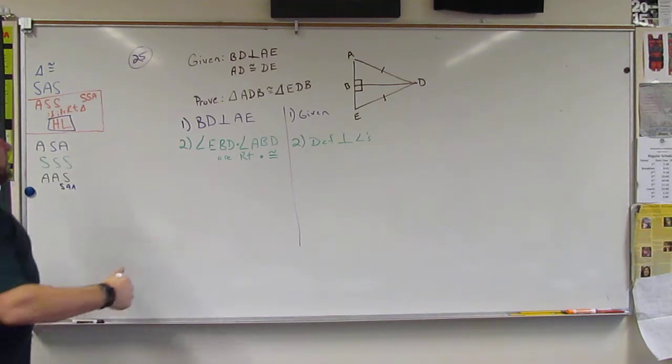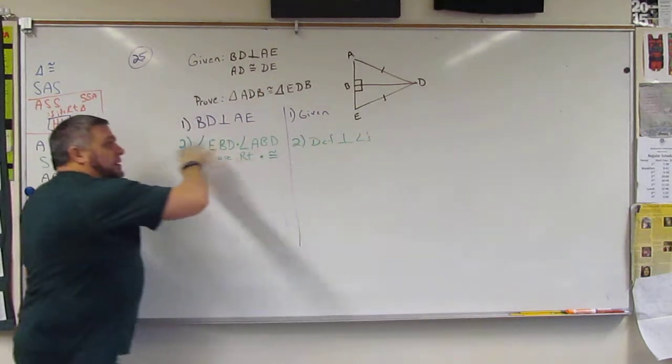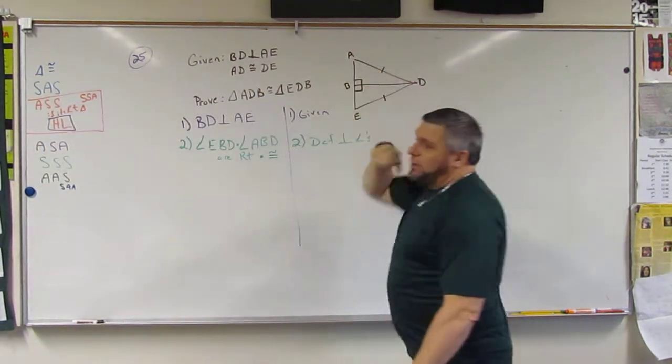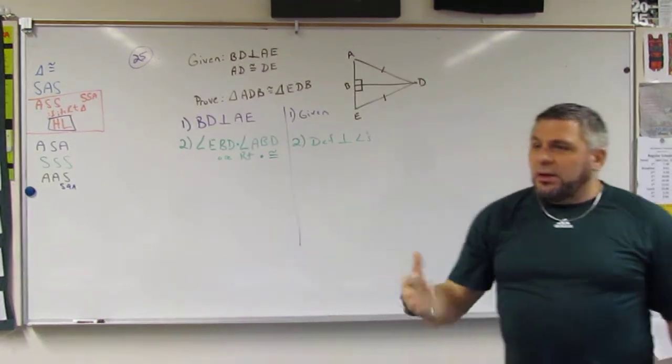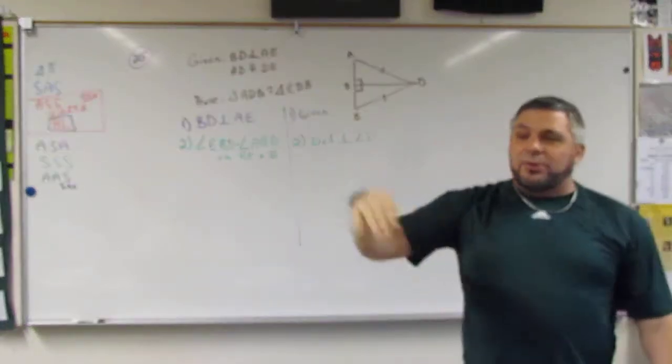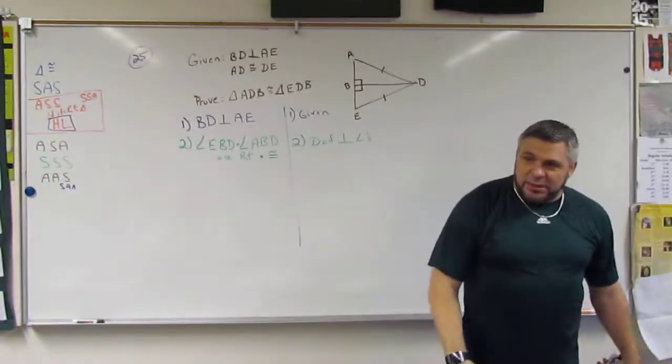Okay? So we covered a lot in that. One, we said that they're congruent, so we know they're equal. Two, we say they're right just in case we want to go down the road of angle side side.